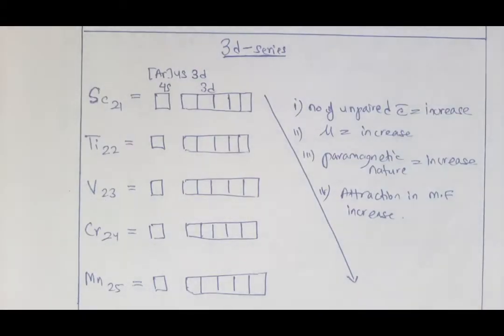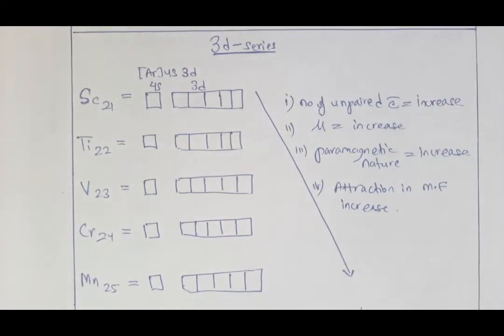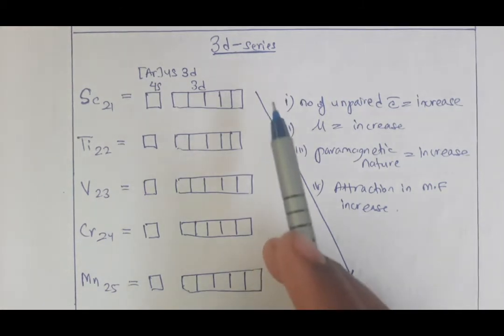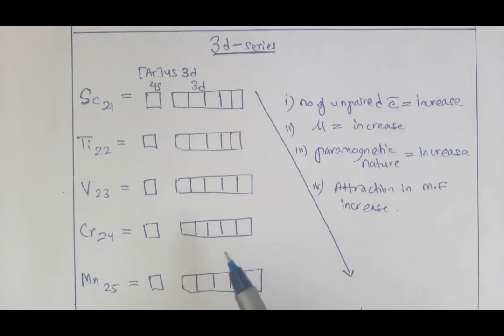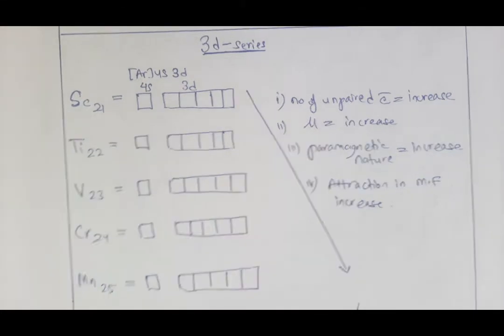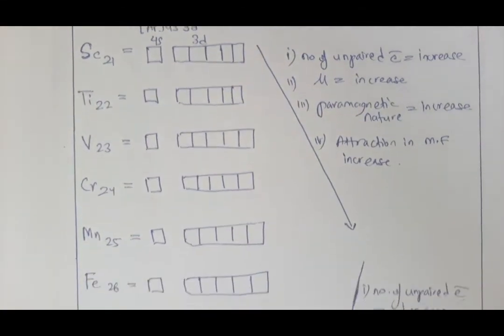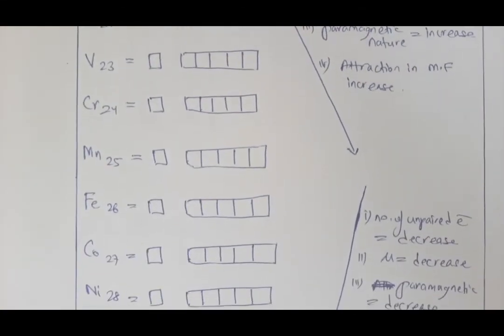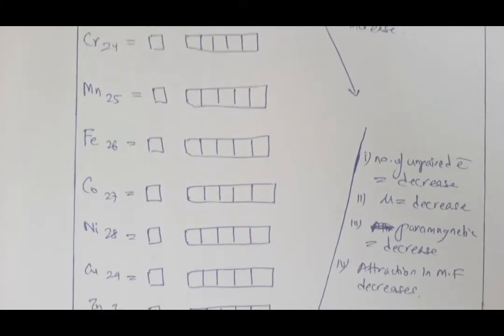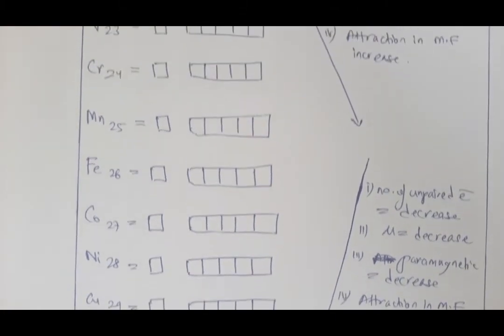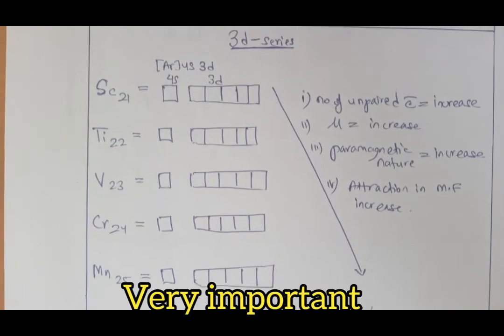Now students, we will calculate the magnetic property of the 3d series. The same thing will go for the 4d and even 5d series, but we just concentrate on the 3d series. I have already asked you to remember the names of the elements of the 3d series in sequence in my first video: scandium, titanium, vanadium, chromium, manganese. Then after manganese comes iron, cobalt, nickel, copper and zinc. And you have to remember the atomic numbers also, that is 21 to 30.